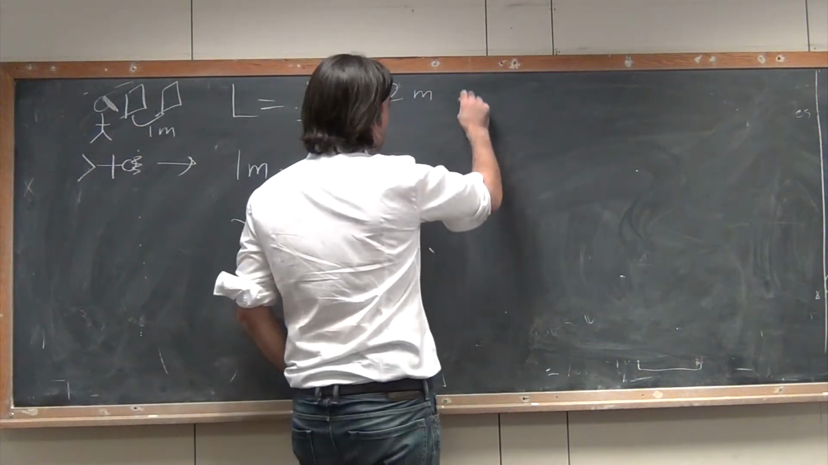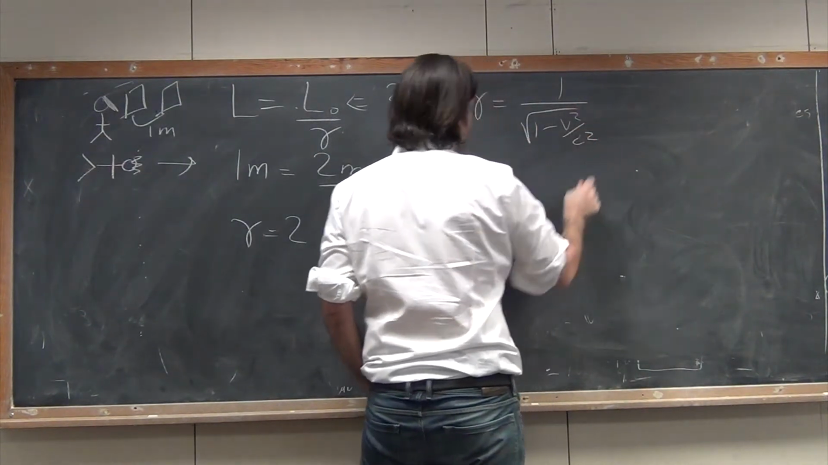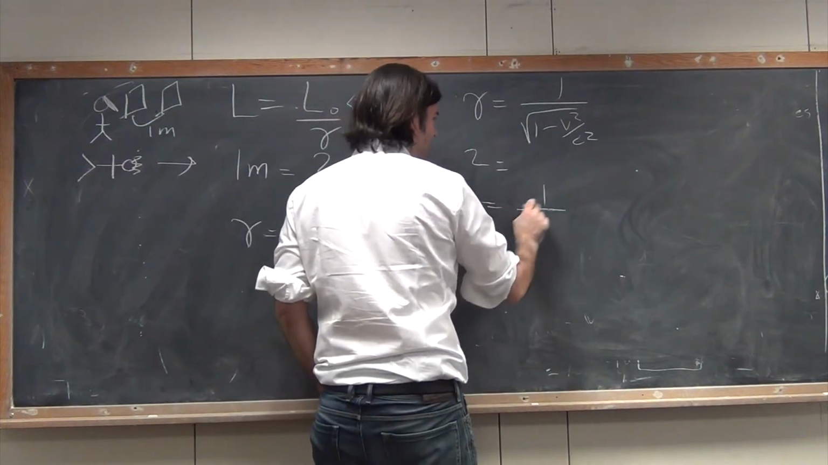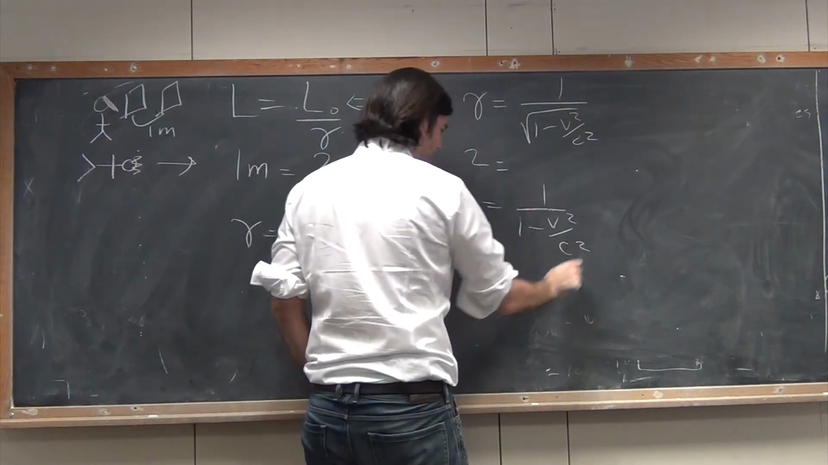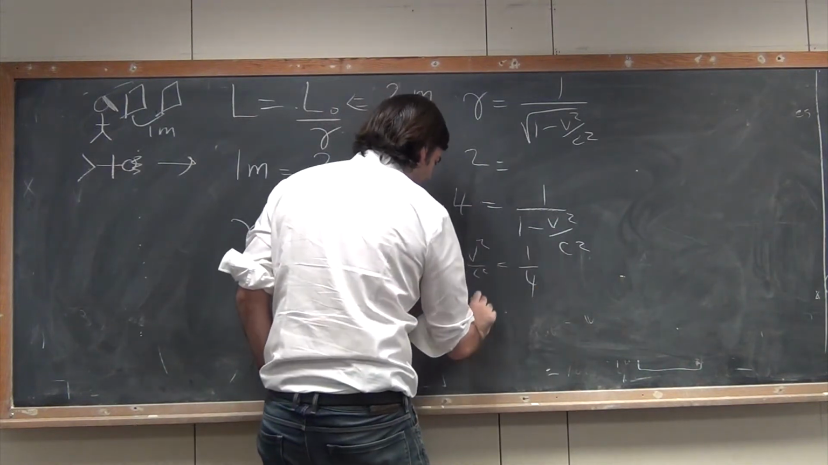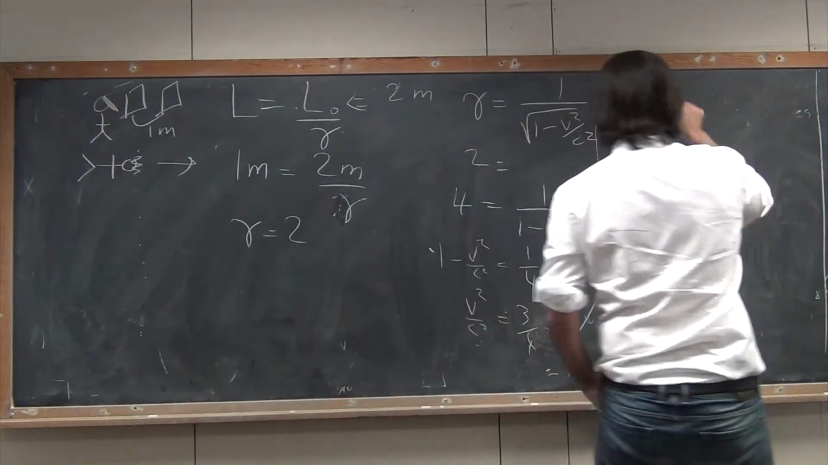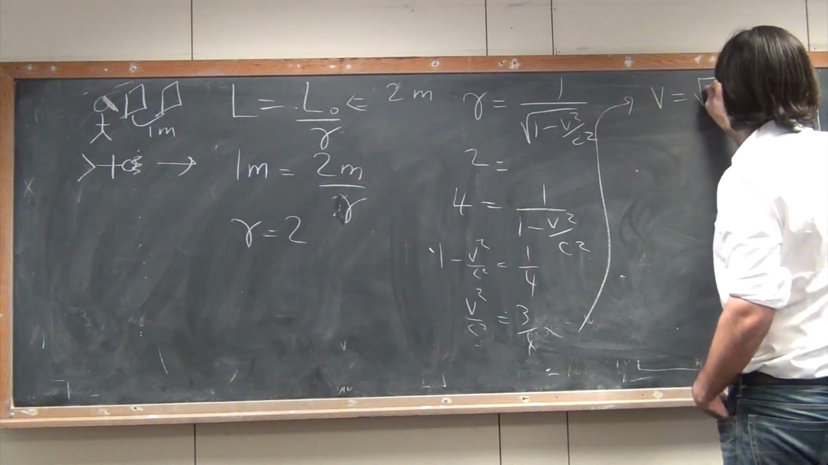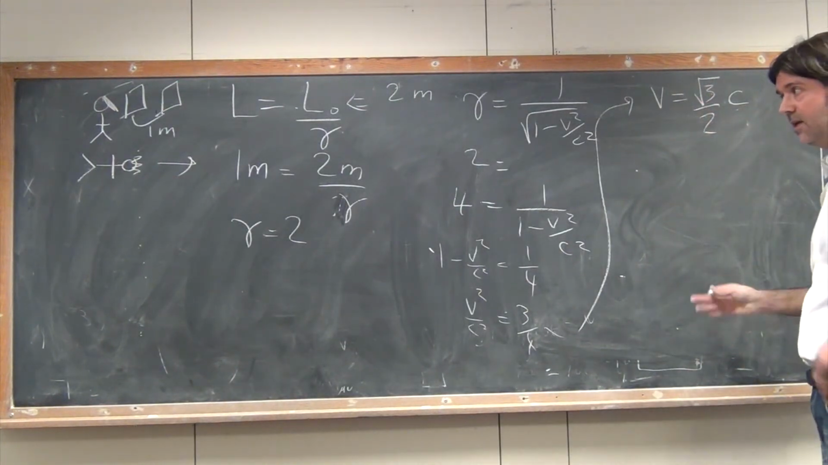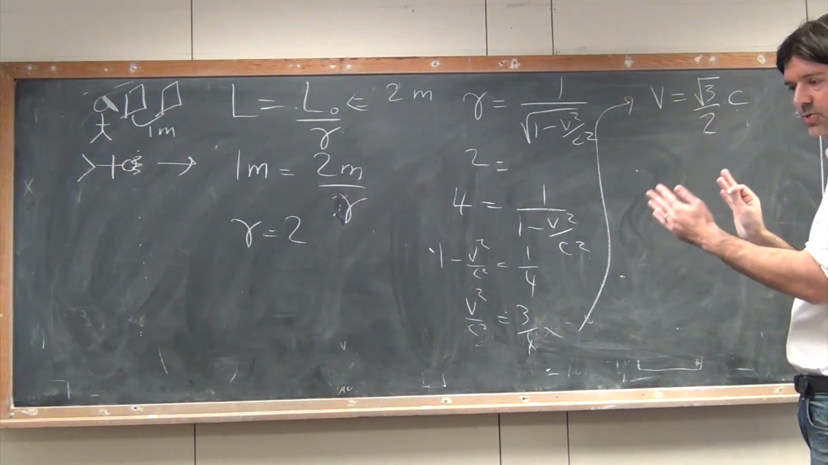So gamma equal to 2. Well, remember gamma is 1 over the square root of 1 minus v squared over c squared. So if this is equal to 2, then we can solve this pretty simply and get that v is equal to the square root of 3 over 2 times c. That's how fast he has to go to have a gamma factor of 2, to be compressed by a factor of 2, so he's only a meter tall.